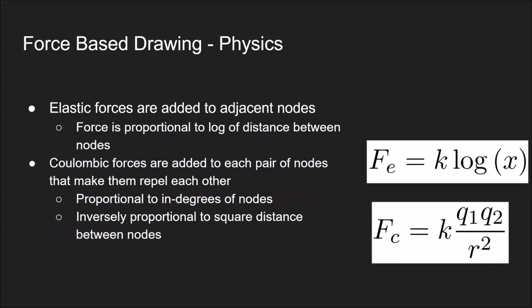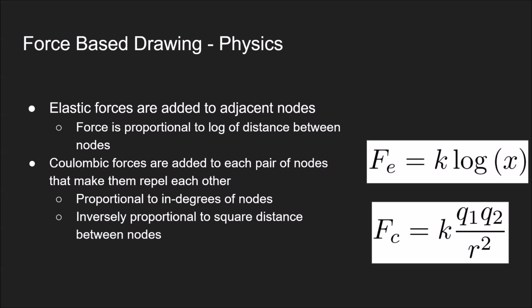Right. So for the actual physics behind our force-based drawing algorithm, we're using a similar approach to UIUC's algorithm. So pretty much for nodes that are adjacent to each other, they have an attractive force that's similar to an elastic force, like Hooke's law, but in this case, we're taking the log of the distance between them and then multiplying it by some constant. And then that's the attractive force between them.